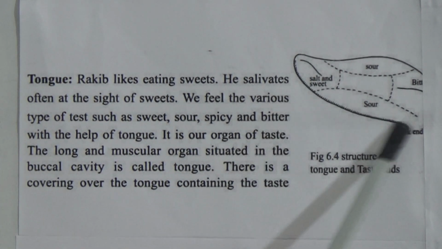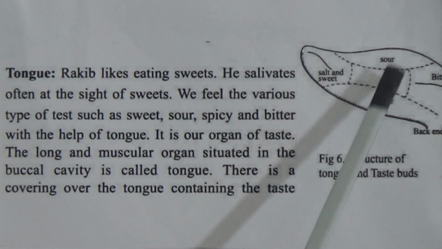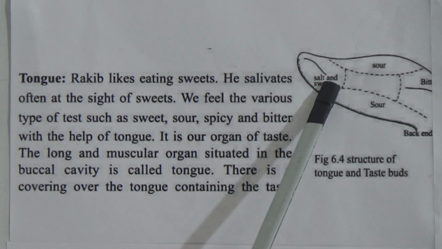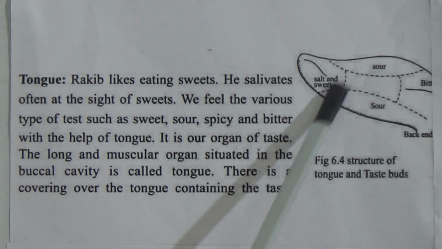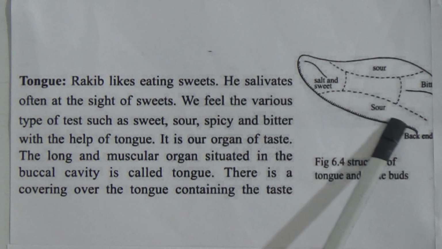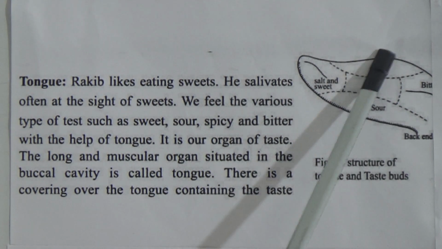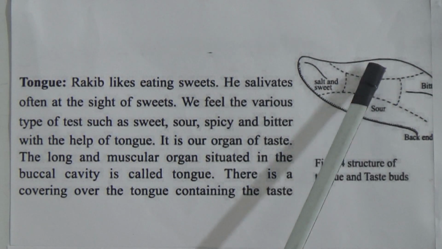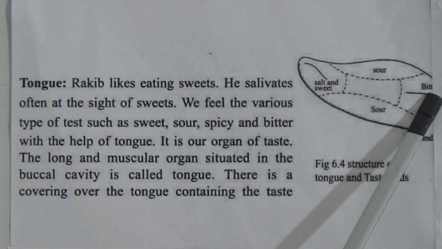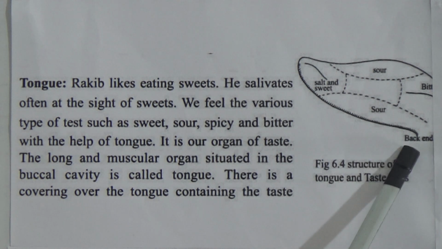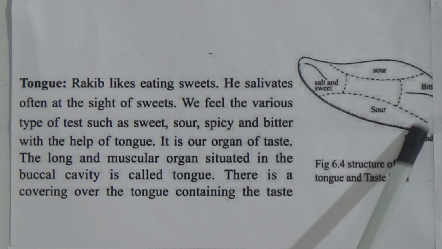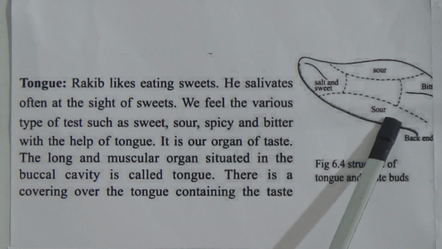Look, this is our tongue and there are some portions. The front portion helps us to taste salt and sweet. This portion helps us to taste sour. This portion also, that means these two parts help us to taste sour, and the last portion helps us to taste bitter, and this is the back end of the tongue. This is the structure of the tongue and taste buds.